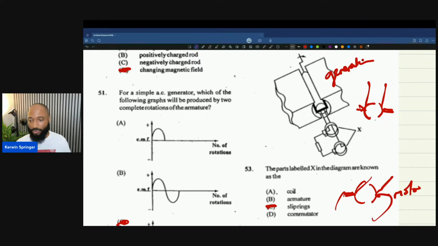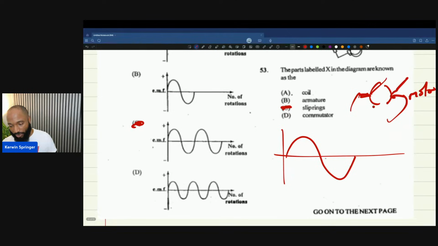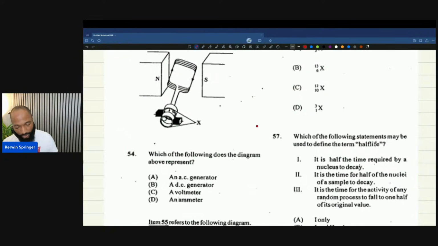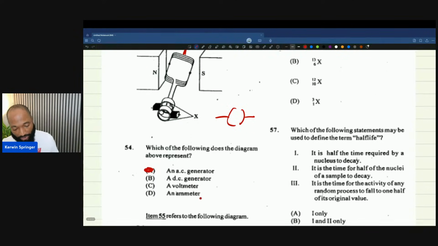Those of y'all in my class, you're supposed to be fresh with this. Commutator, split ring commutator, and slip rings. Cool. So you following that again, AC generator. AC generator. So this is coming from the turbines, this moving, and it's going to generate electricity. The giveaway is that you're seeing slip rings. If it was a motor, you would see that. And they don't test you on DC generator in this, so we're just moving forward.